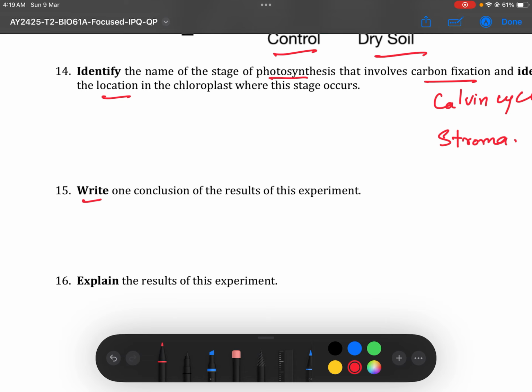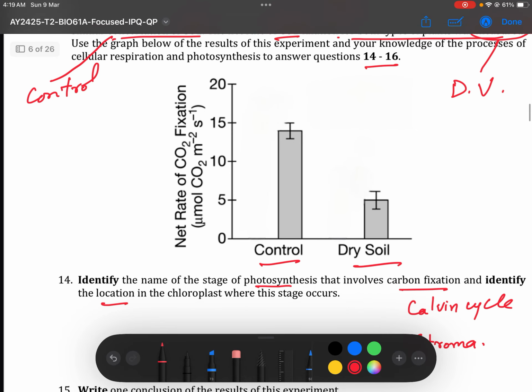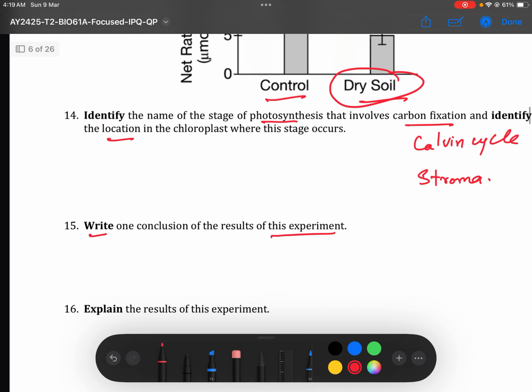Write one conclusion of the results of this experiment. So what's the conclusion? You can simply say that when you use the dry soil, the net rate of CO2 fixation decreases. So you can say this as a conclusion over here.